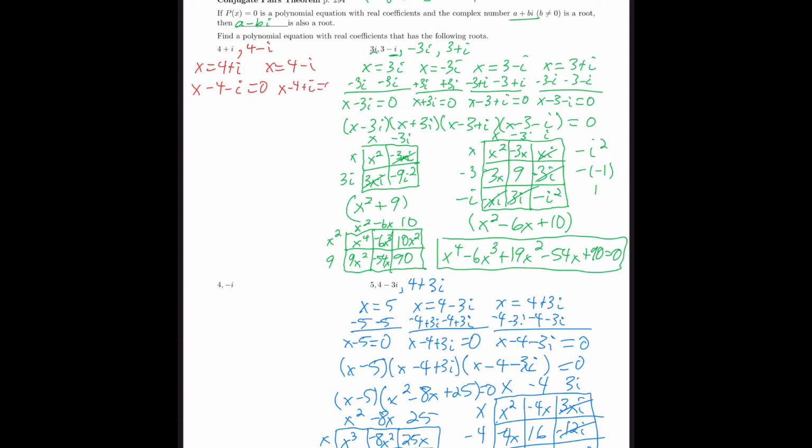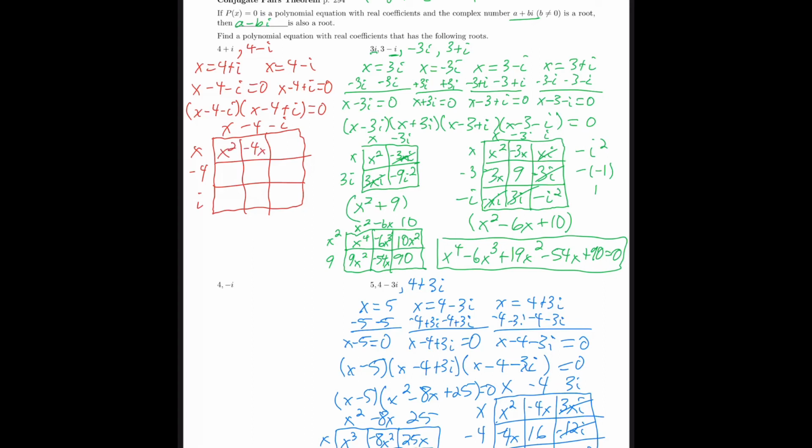Okay, so here we go. If we have 4 plus i as a root, we need its conjugate as well. So that's 4 minus i. So we've got x equals 4 plus i and x equals 4 minus i. Set one side equal to 0 and you get x minus 4 minus i equals 0 and x minus 4 plus i equals 0. So now we want to multiply those two factors together. So x minus 4 minus i times x minus 4 plus i equals 0.